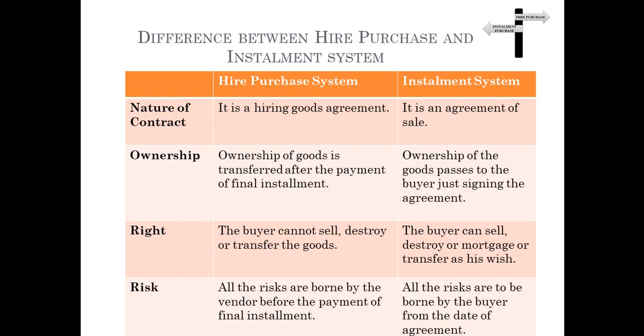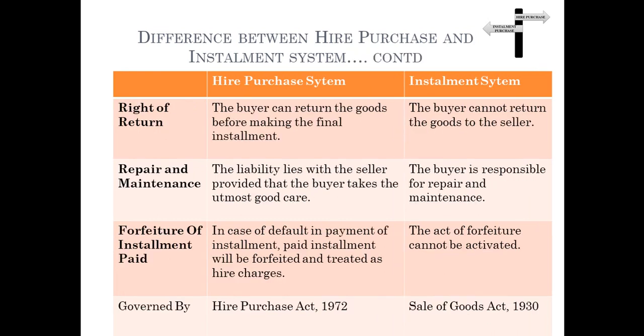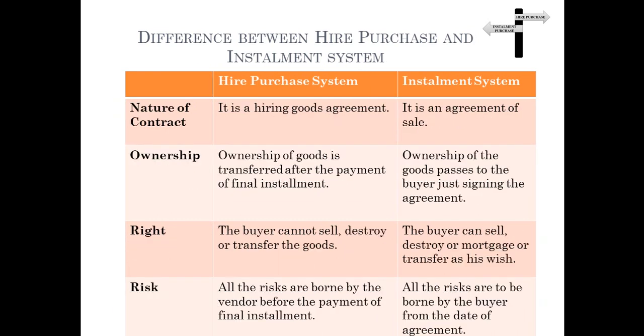Now, one important theory question that can be asked in examination is the difference between hire purchase system and installment system. Based on these 8 points, you can see how hire purchase system differs from installment system. What are they? First, on the basis of nature of contract. It is a hiring goods agreement in hire purchase system. Under installment system, it is an agreement of sale.